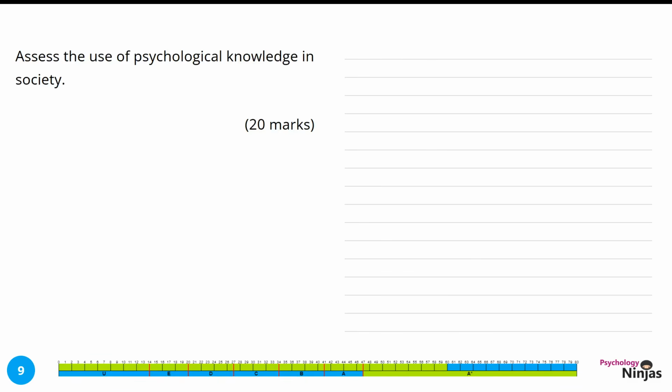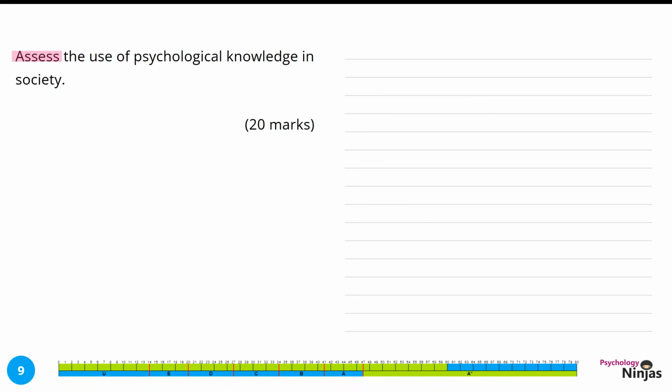Assess the use of psychological knowledge in society, 20 marks. Here we have the command word assess. This means we still need to explain and evaluate. The major difference with an assess question is that we want to form a final judgment or a range of judgments throughout our response.